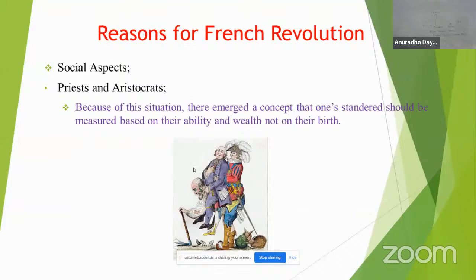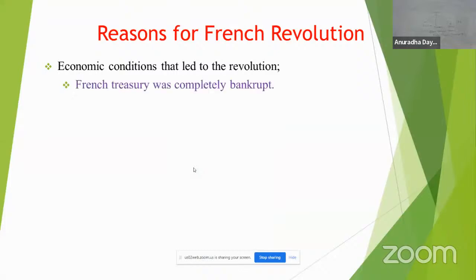Because of this situation, there emerged a concept that one's standing should be measured based on their ability and wealth, not on their birth. Now, when it comes to the economic conditions, that also you should know. So, economic reasons. The French treasury was completely bankrupt. Why? Because of the unnecessary war that France fought with Great Britain. They engaged in the Seven Years' War for supremacy, to become the first in the world and to defeat Great Britain only, not for any other purpose.